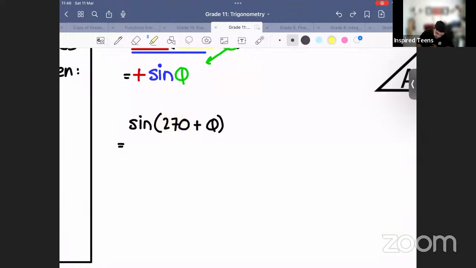So we dissect it. The first thing we do notice is, sine and 270. Therefore, it's going to change to cos, number one. Number two, we consider our quadrant that we're in. 270 plus is in the fourth quadrant.